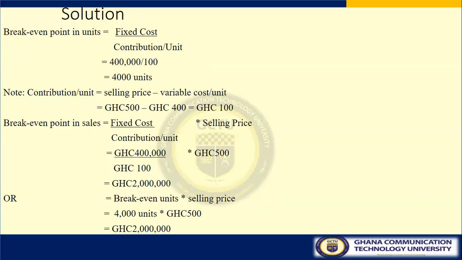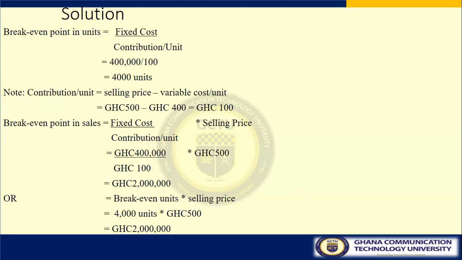To find our break-even point in sales, we multiply the selling price by the break-even point in units. It's simple. So the 4,000 times the 500 will give you 2 million Ghana cedis as our break-even point in sales.